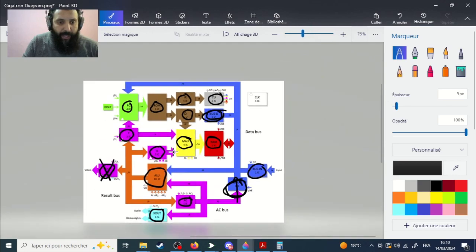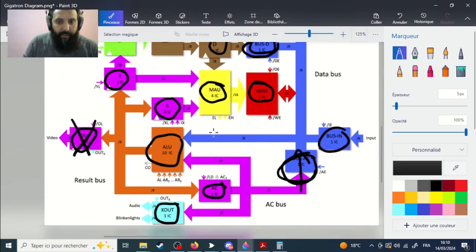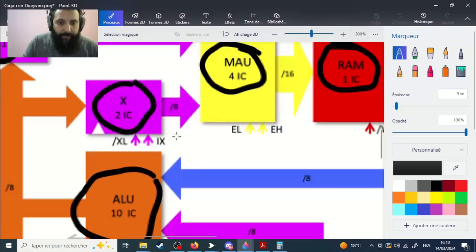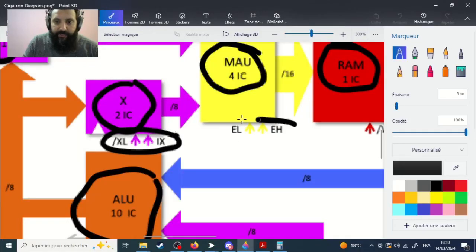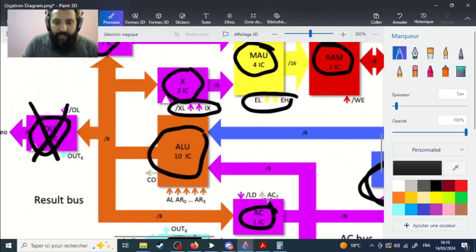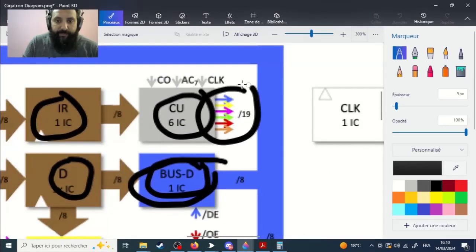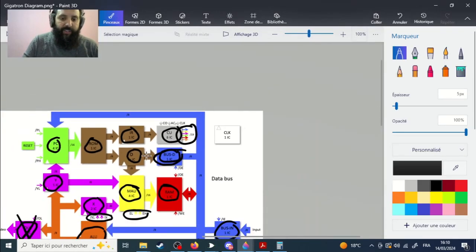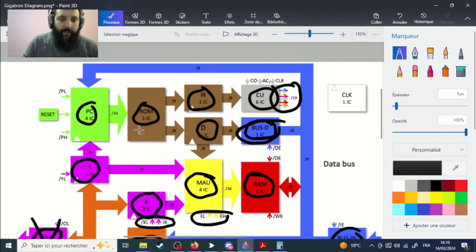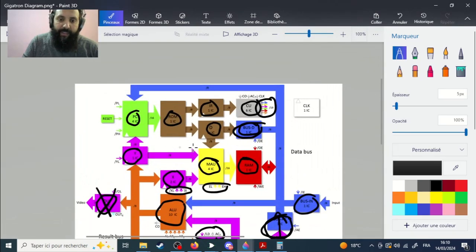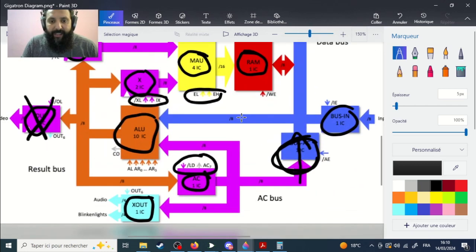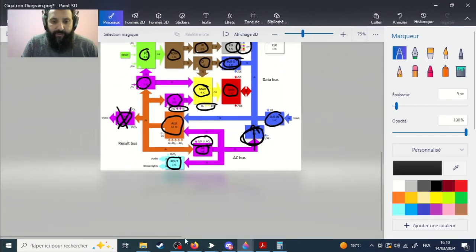Okay, and we have all of this. You have to understand that those signals are the control signals. They are all generated from the CU. And that's all. This is what we call a microarchitecture. This is the microarchitecture of the Megatron.